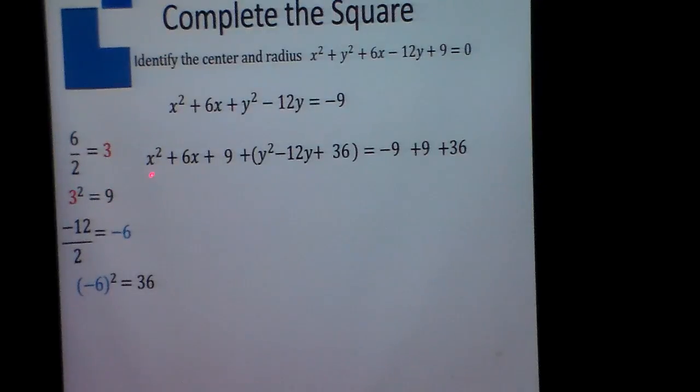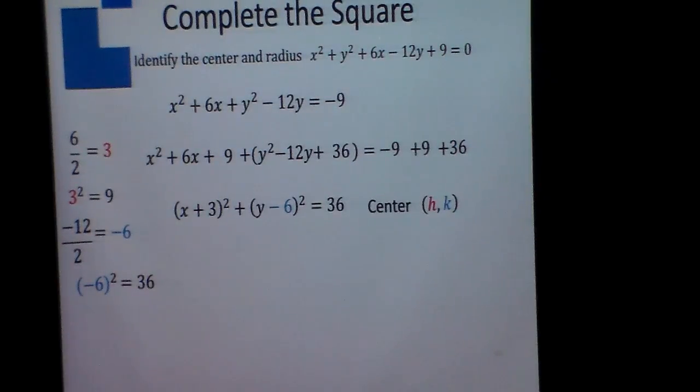And what I have done is I have now completed a thing here that I can factor. I can factor this one and I can factor that one. And this one factors to x plus 3, y minus 6. As you can see, the same 3 that is right there, with 36 being the r squared.